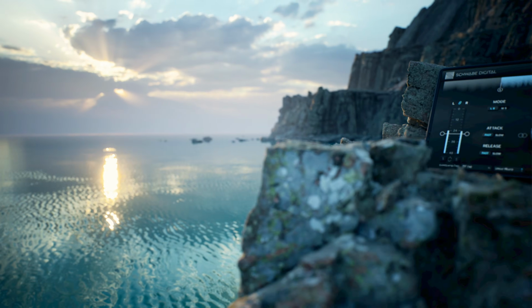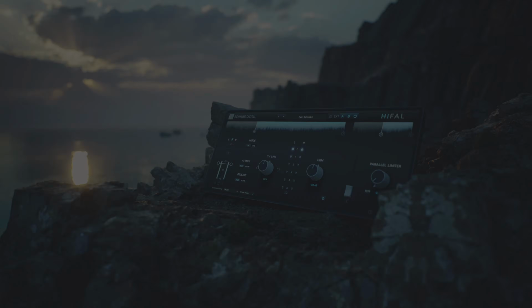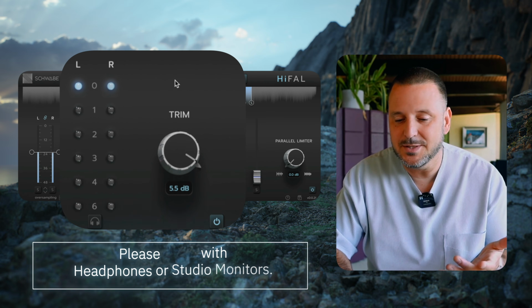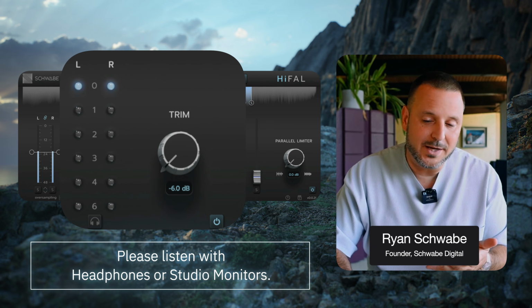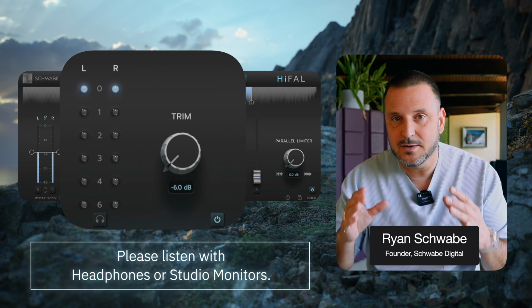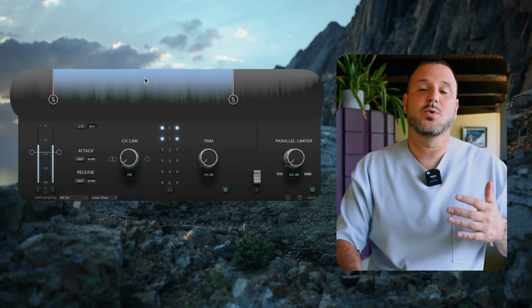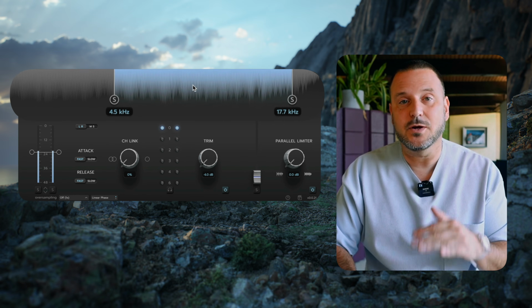Let's talk about the trim knob in HiFAL. It applies 6 dB of positive gain or negative gain to the process band only. The process band is what is in blue between the two crossover flags.